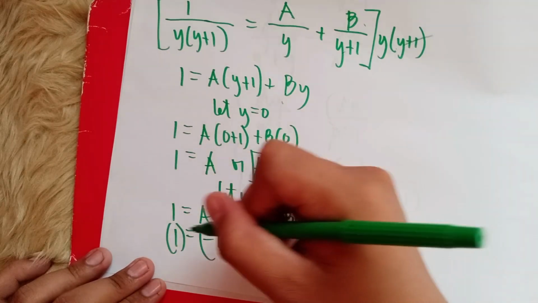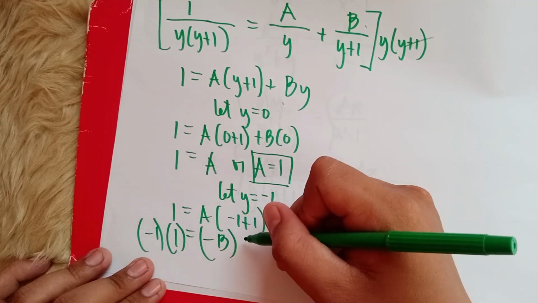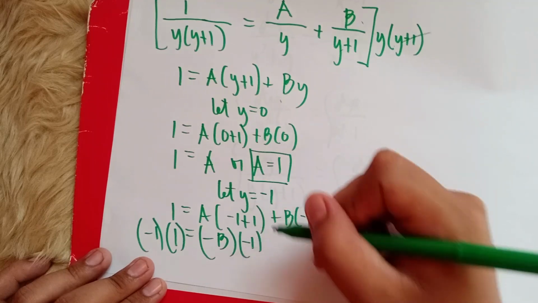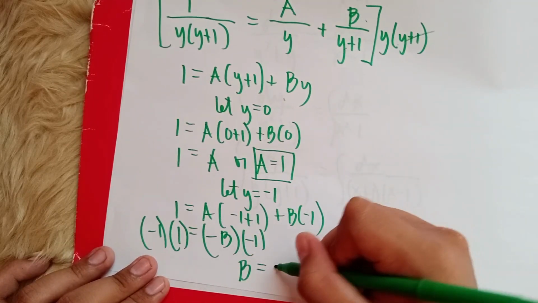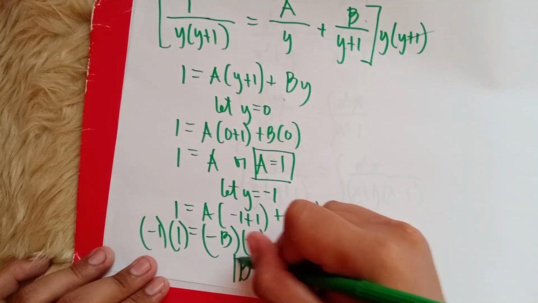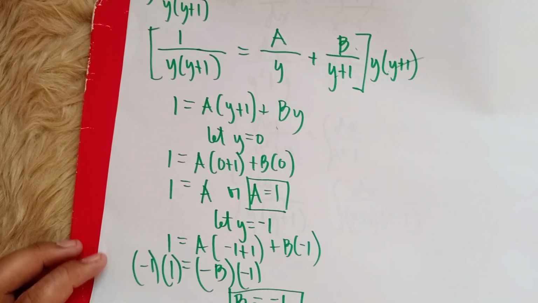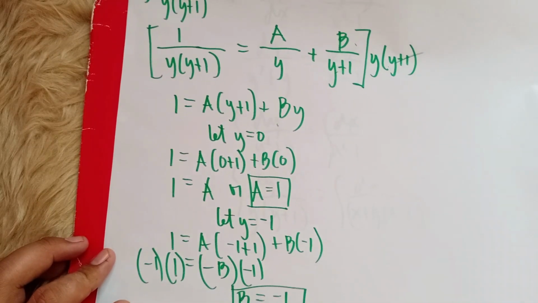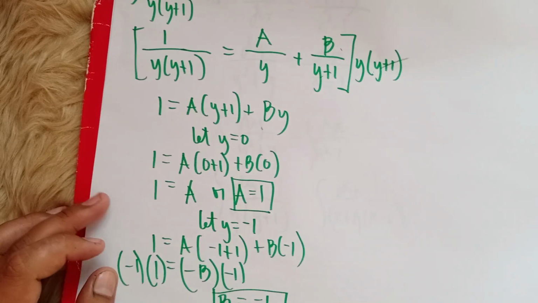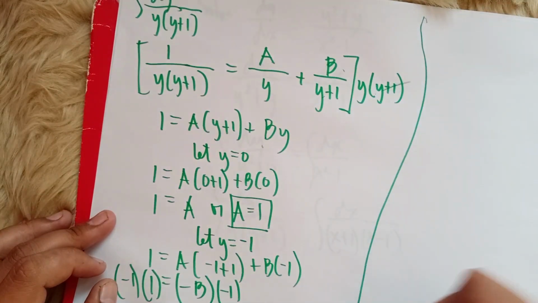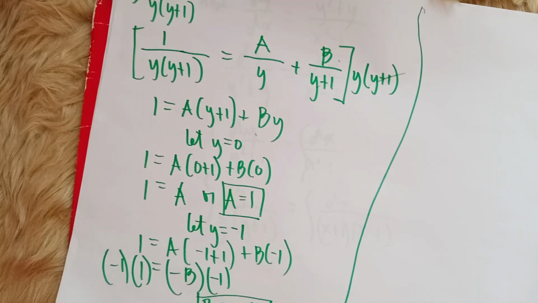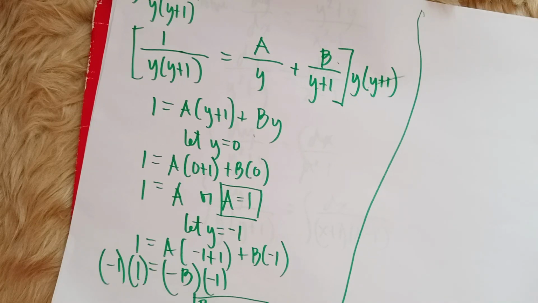Then, multiplying both sides of the equation by negative 1. Okay? Para yung b natin is positive na. So, this is equal to b is negative 1. Okay? So, yung a natin is 1 mga boss at b is negative 1. Okay? So, pwede na natin yang i-integrate mga boss.